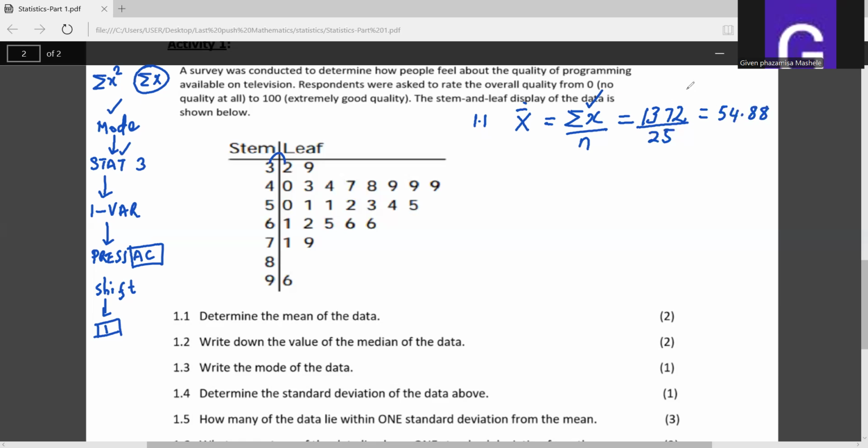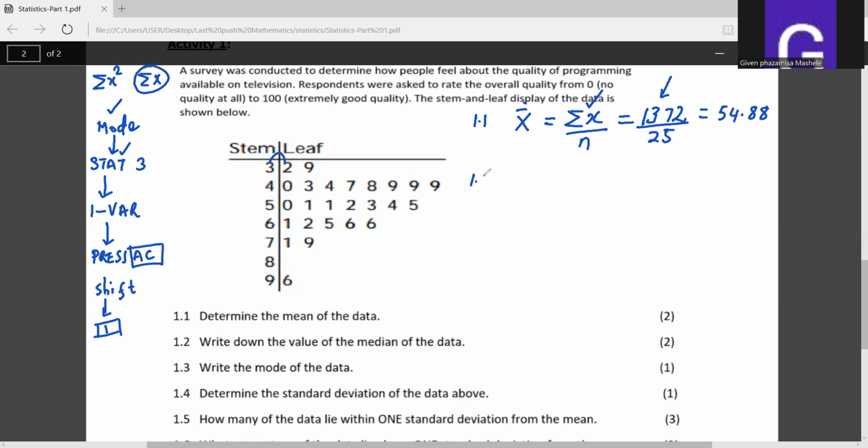So you have to show this. You can also say 1372 divided by 25. It will still be 54.88. You need to show all this working sometimes, because if you just write the answer only, you find that there are marks for just adding. So you need to make sure that you understand how to do this.